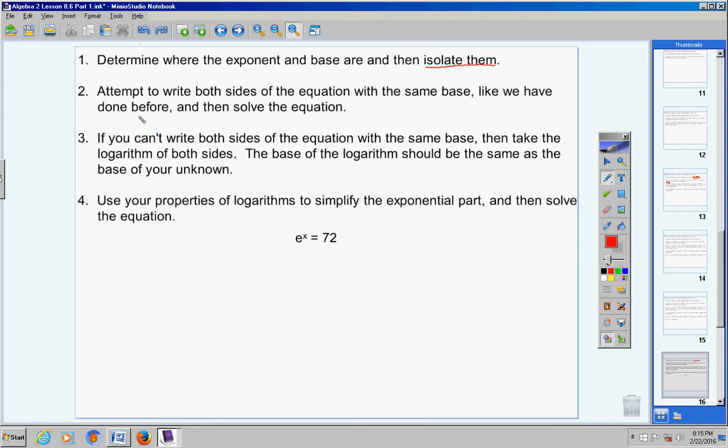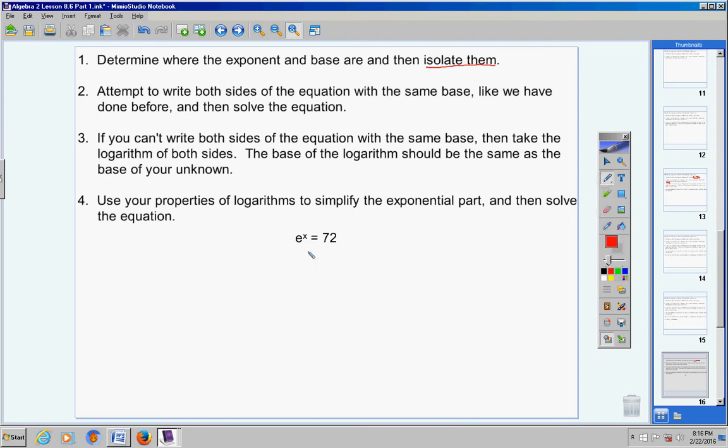Step 2, attempt to write both sides of the equation with the same base. Guys, students, dudes, there's no way. There's no way you can write both sides with an E or both sides with a 72 or anything like that, okay? So we cannot do that. In the problem I showed you about 5 minutes ago, we had this. Well, that's obvious. You can write the 16 like this. Can you not? Sure you can. You can write both sides with the same base. You cannot do that on this problem. Got it? Are you with me?